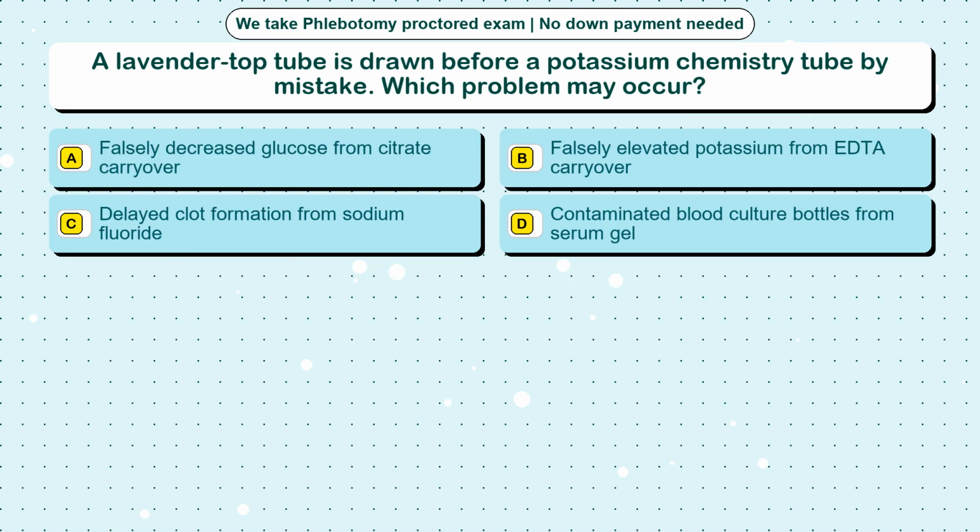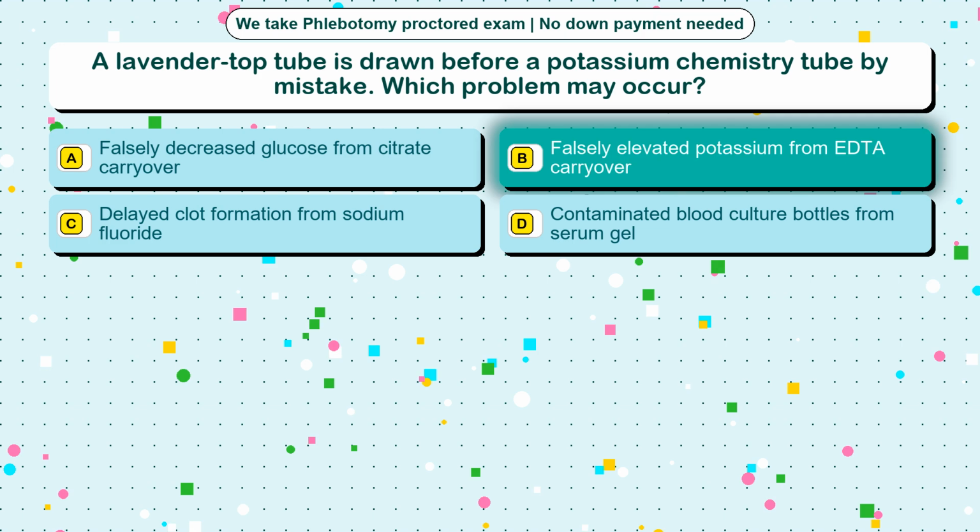Question 16. A lavender top tube is drawn before a potassium chemistry tube by mistake. Which problem may occur? Option A, falsely decreased glucose from citrate carryover. Option B, falsely elevated potassium from EDTA carryover. Option C, delayed clot formation from sodium fluoride. Option D, contaminated blood culture bottles from serum gel.